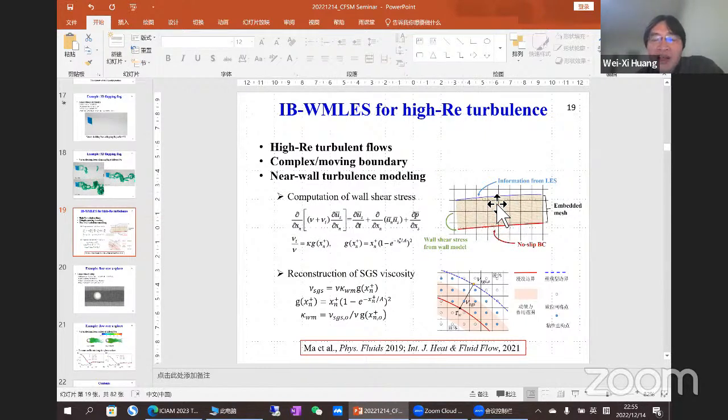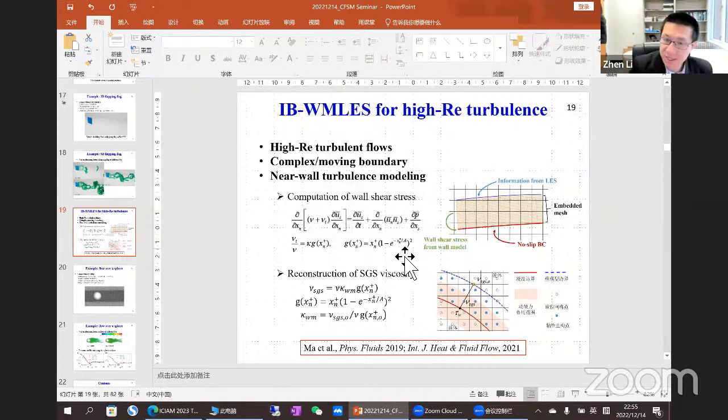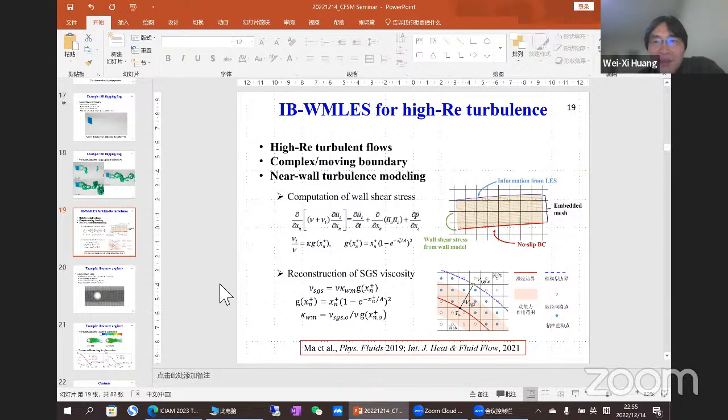But because it's only one-dimensional, the computation cost is not high. Some other simpler approaches are called the equilibrium model, just using the log law to estimate the shear force here. But this one is a more generalized approach. Okay, then the vortex generation from the wall to the LES model is determined by this model, right?